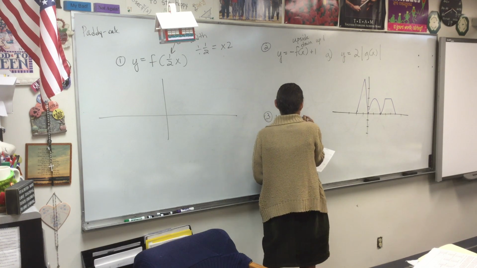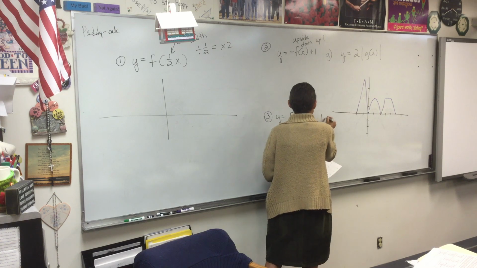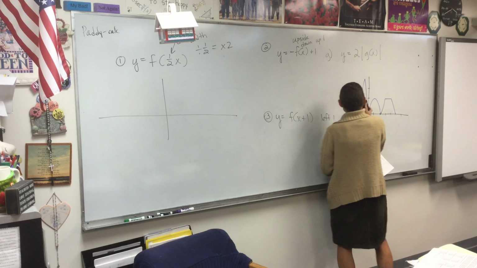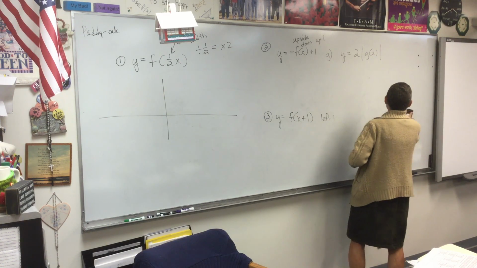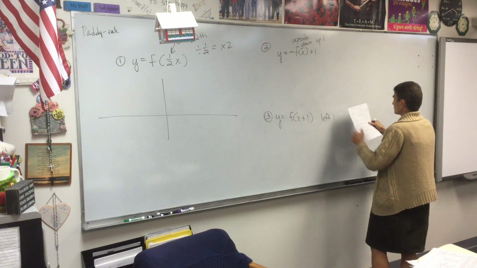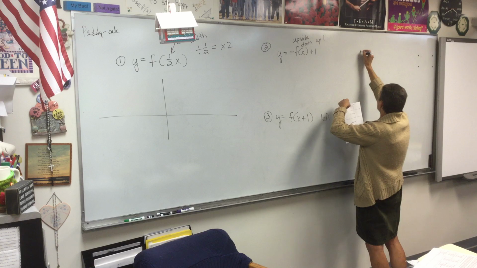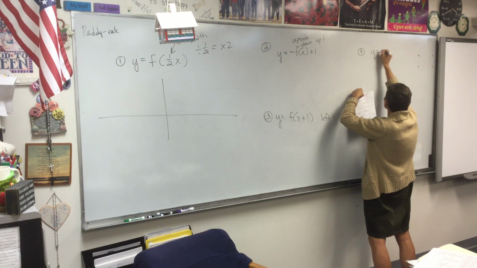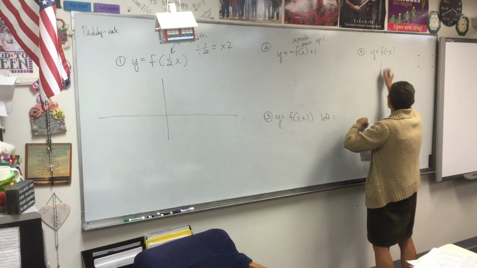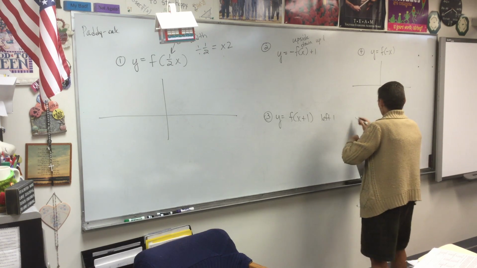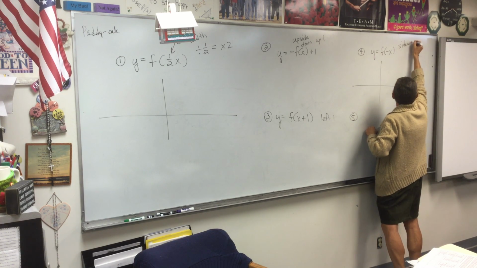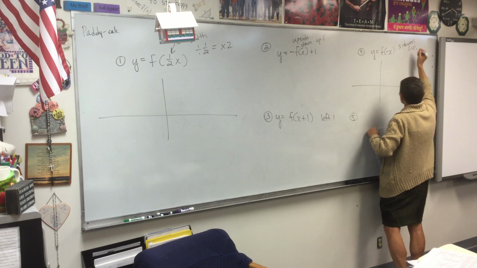Okay, what about number 3? What is that one going to look like? Left 1. The only thing that's going to happen is it's going to go left 1 unit. So you're going to draw exactly the same picture that I drew, but you're going to take it left 1 unit. Okay, how about number 4? We won't get them all up here at once, but what's happening in number 4? It's a sideways flip. The whole thing is flipping sideways.